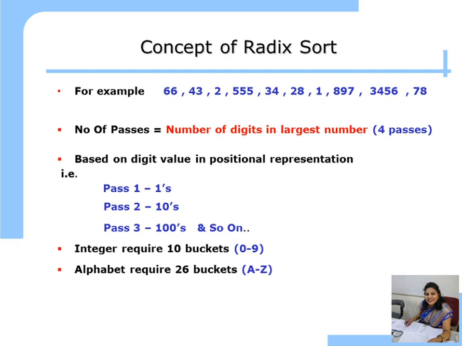This is the disadvantage of the radix sort. For radix sort, we require extra space, as we have to maintain the buckets. If your data is integer, we require 10 buckets. If your data is character, then we require 26 buckets.